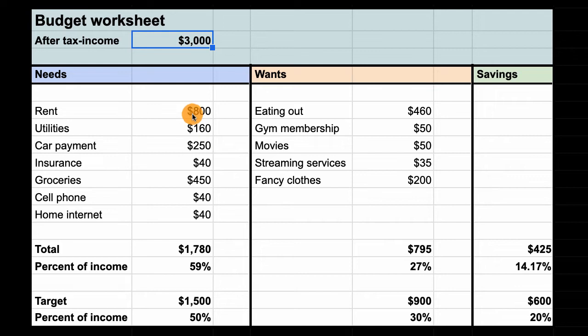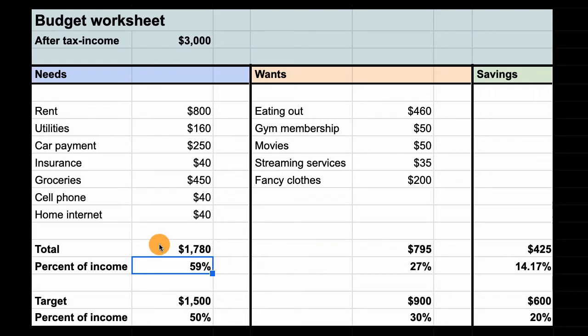And so for this budget here, I've listed all of the need expenses, and they total to $1,780 per month. Now, you already see something interesting going on here. If you take $1,780 and divide it by $3,000, you get that it is 59% of this $3,000. So already we are violating the 50-30-20 rule. So we're going to look at that a little bit more.